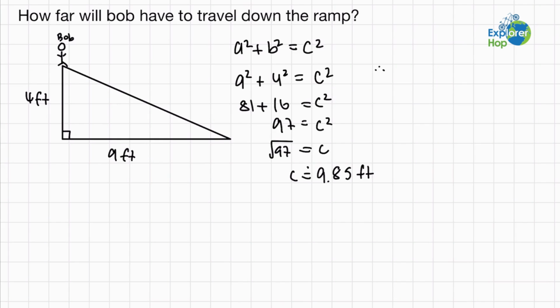Because it's a word problem, we have to include a therefore statement. So, therefore, Bob will have to travel around 9.85 feet. There you have it.